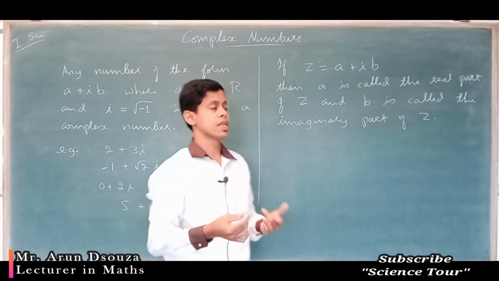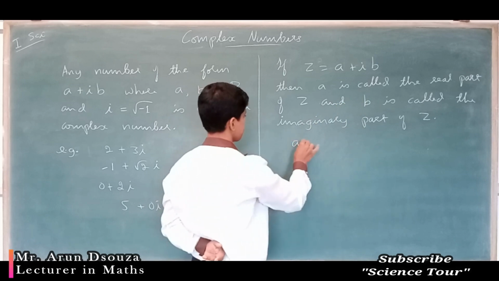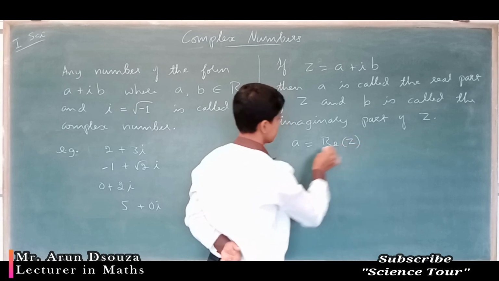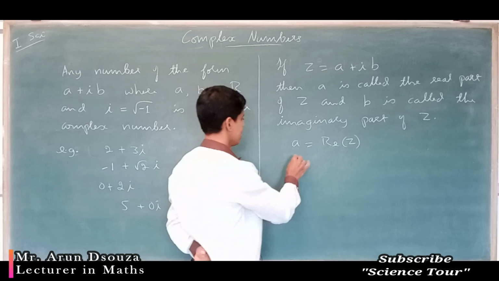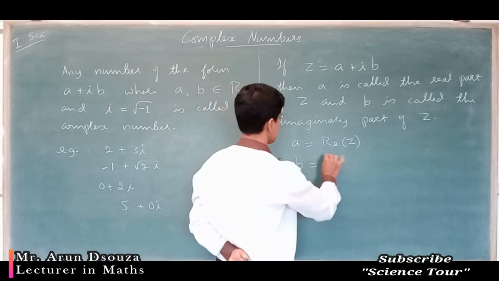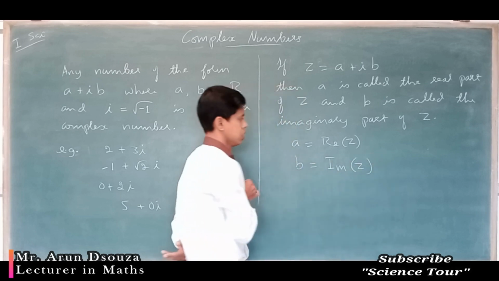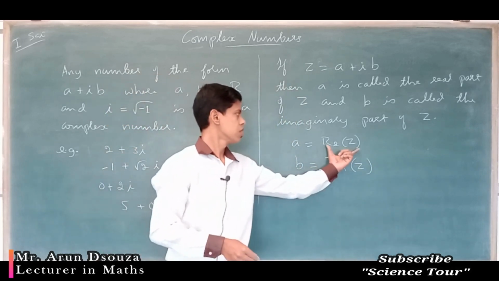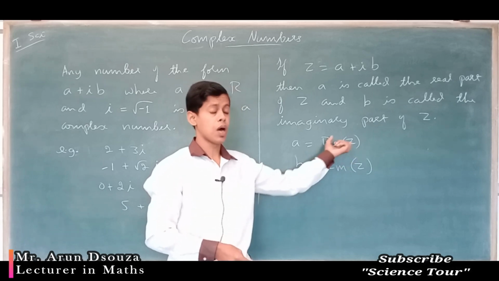And how do we write them? See, the real part is written as real part of z. This is the symbol, remember that, Re of z. And b is written as imaginary part, so Im of z. So these are the symbols. Whenever you see a symbol like this, you must remember that this is the real part of z.